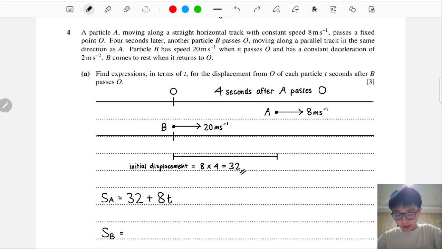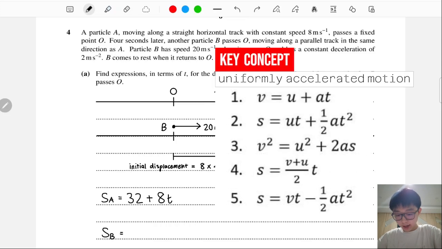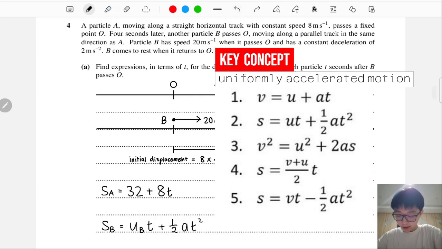as I've said previously, it's not moving at a constant speed, right? So we would have to utilize a SUVAT equation, and the equation for that would be ut plus half at squared.